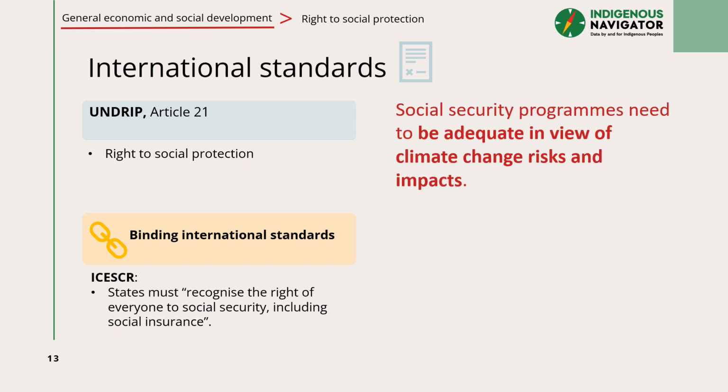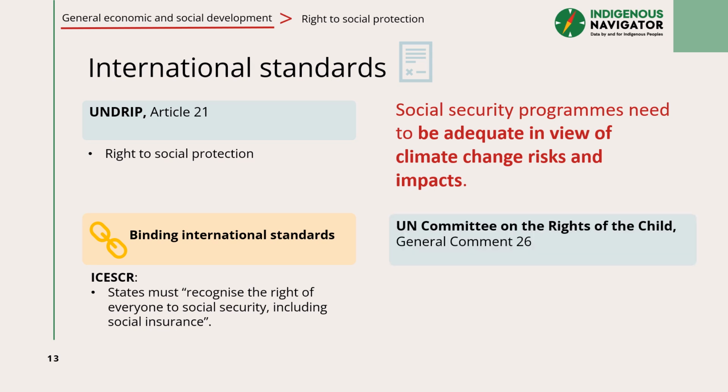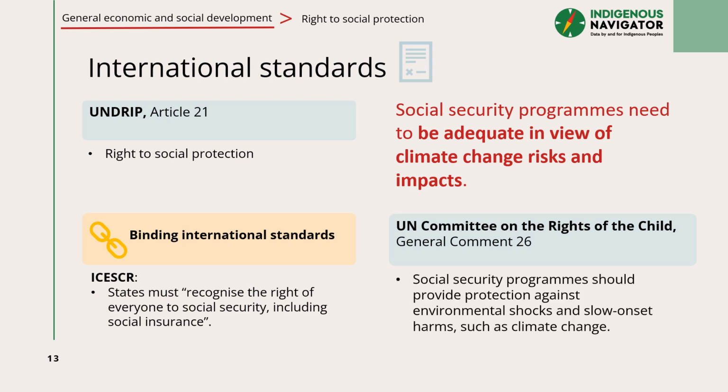Social security programs need to be adequate in view of climate change risks and impacts, in particular for Indigenous peoples at increased risk of experiencing climate change impacts. The UN Committee on the Rights of the Child in General Comment 26 said that social security programs should provide protection against environmental shocks and slow onset harms such as climate change.